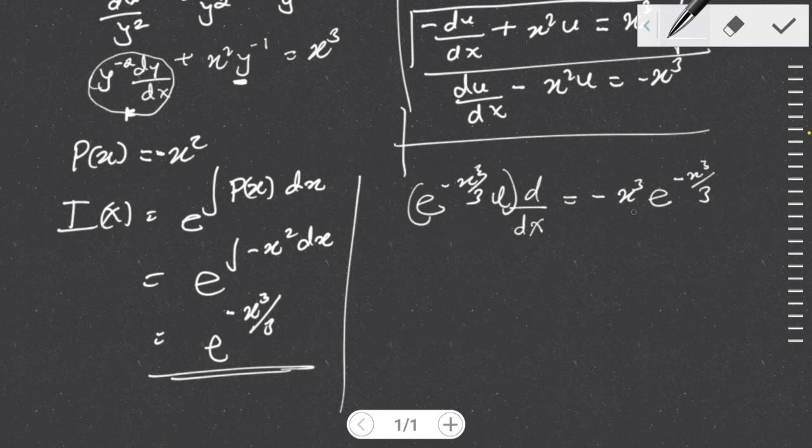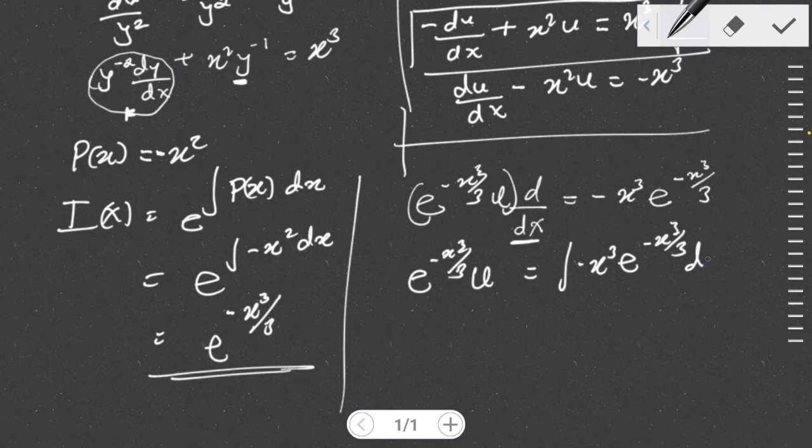Then I take the dx to the other side, so e to power negative x cubed over 3 times u equals the integral of negative x cubed e to power negative x cubed over 3 dx.